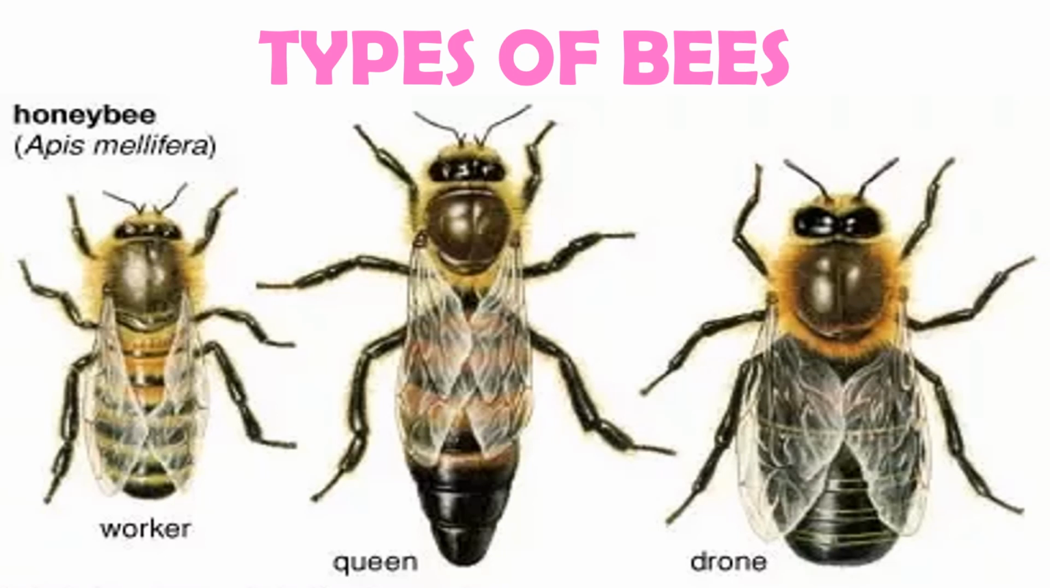Drones, on the other hand, the male members of the colony, are larger than the worker bees. They have round abdomens, big eyes, and powerful wings. Drones have to be fed by the worker bees. They also do not have stingers, and therefore they cannot defend themselves. The drone's only purpose is to mate with the queen. Mating takes place in the air.